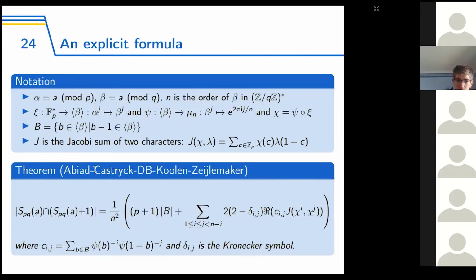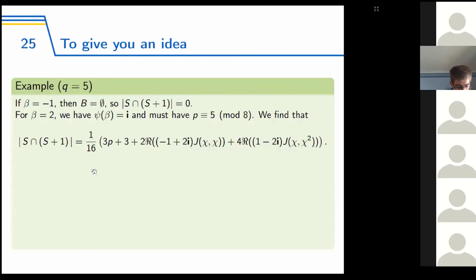So if this is still a bit overwhelming, don't worry, I will look at an example with you. So let's take for a moment q equal to 5. Now, if q equals 5, beta cannot be 1, because then never minus 1 will be a power of a. So let's take it for a moment equal to minus 1. But then you see immediately that the subgroup generated by beta exists only of 1 and minus 1. So B is the empty set.